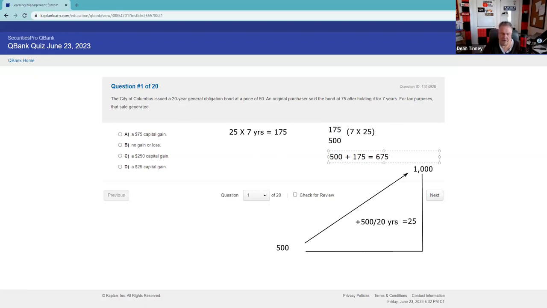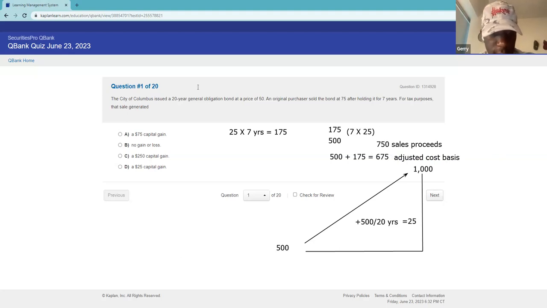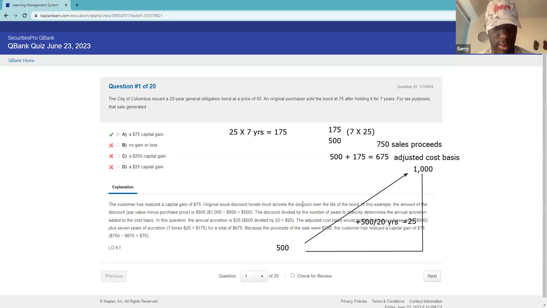And now it says that I sell the bond for 75, right? So I bought the bond here. Now that's my cost base, and 75 would be $750. And so that's my sales proceeds. This is my adjusted cost basis. And so the difference between those is a $75 capital gain. Yeah. Boom.